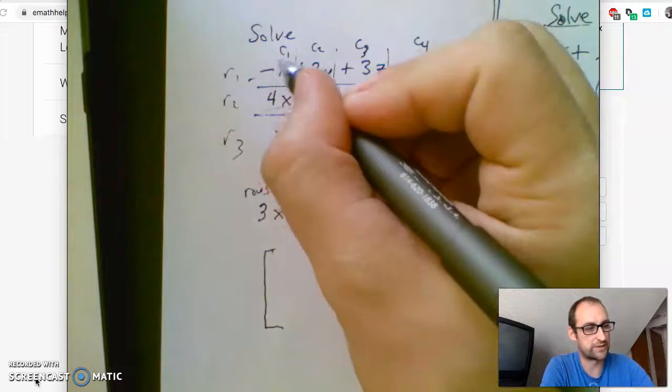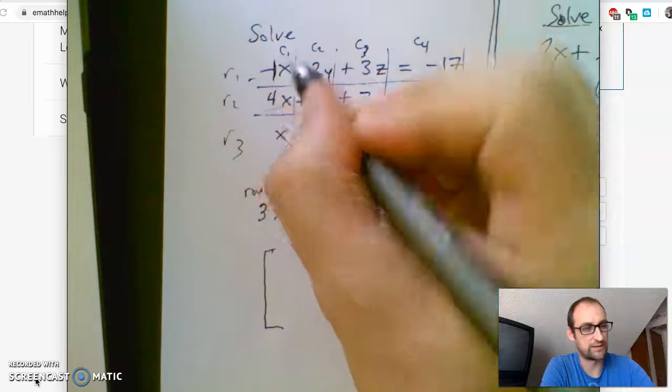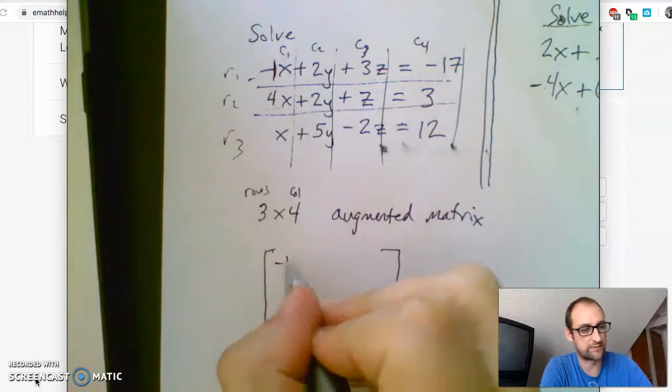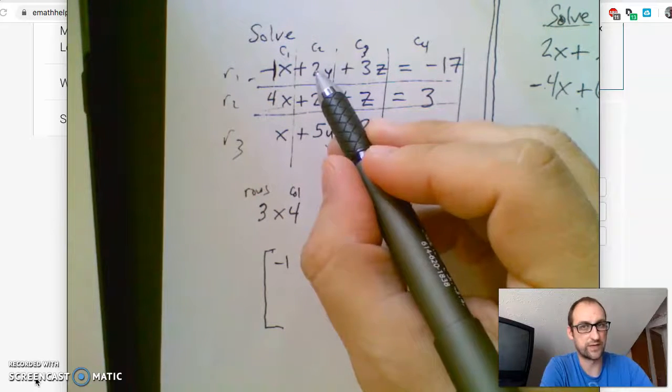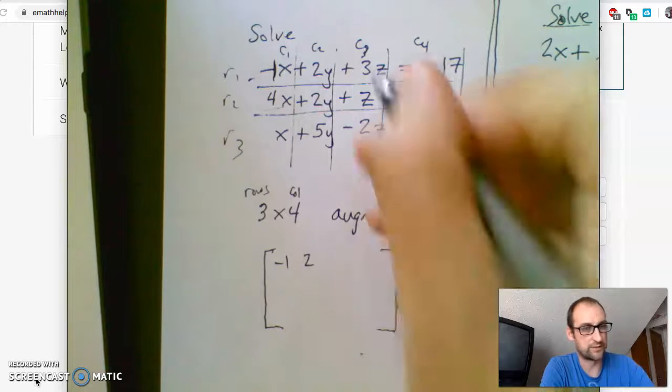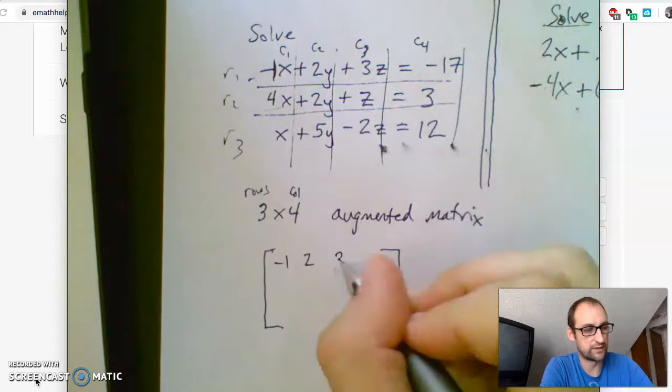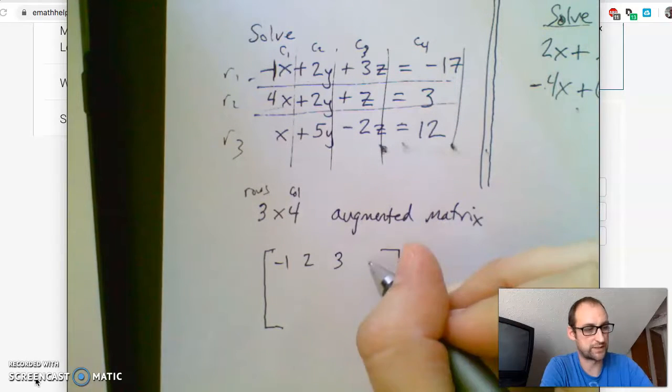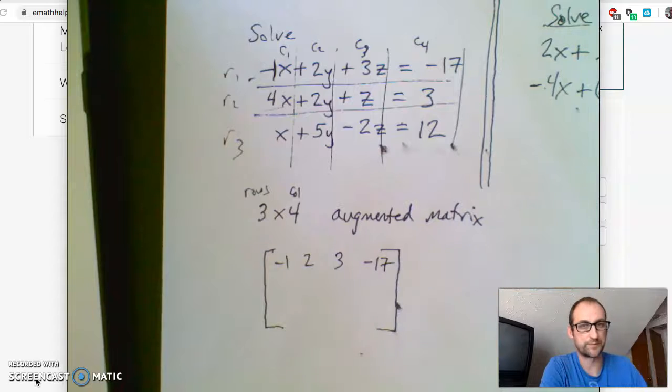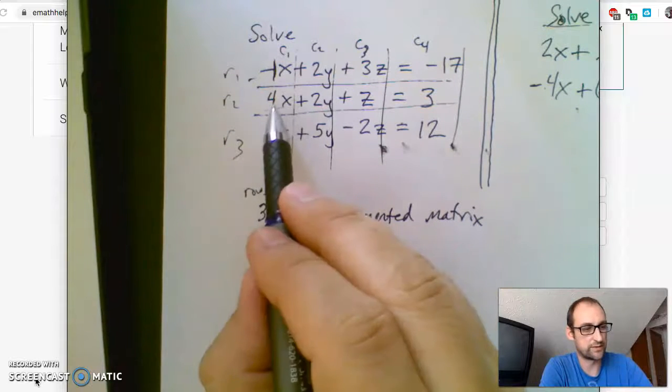I just want the coefficients. Like the number in front of the x is a -1. The number in front of the y is a 2. The number in front of the z is a 3. And the number off to the side of the equal sign is a -17. And then I can do it with this row.